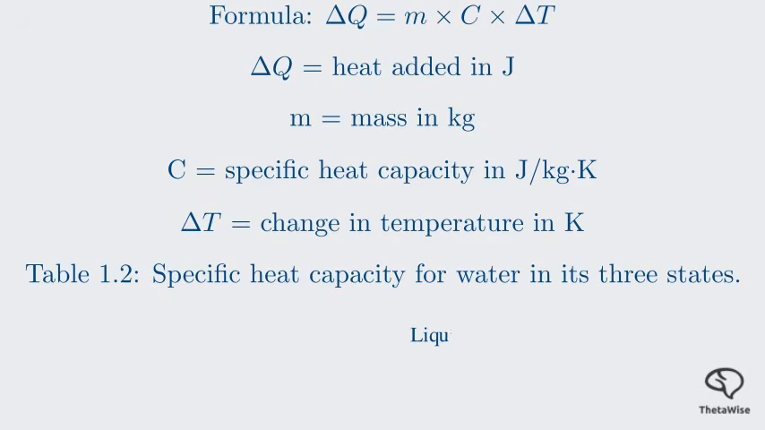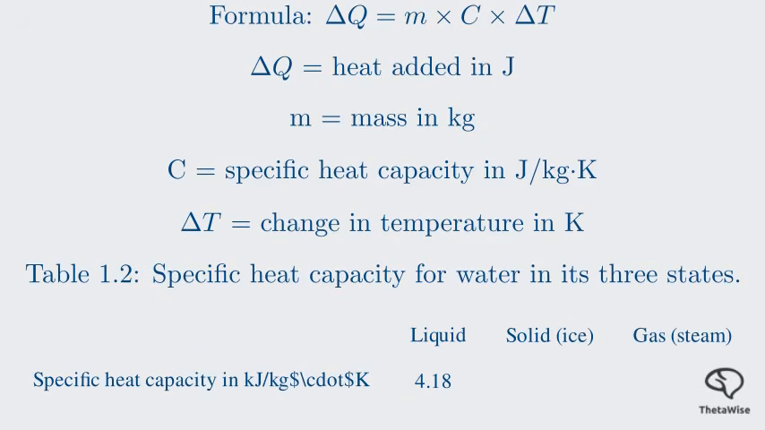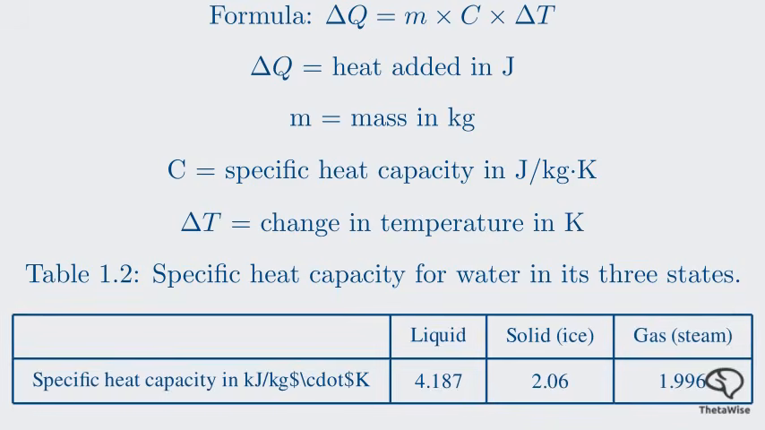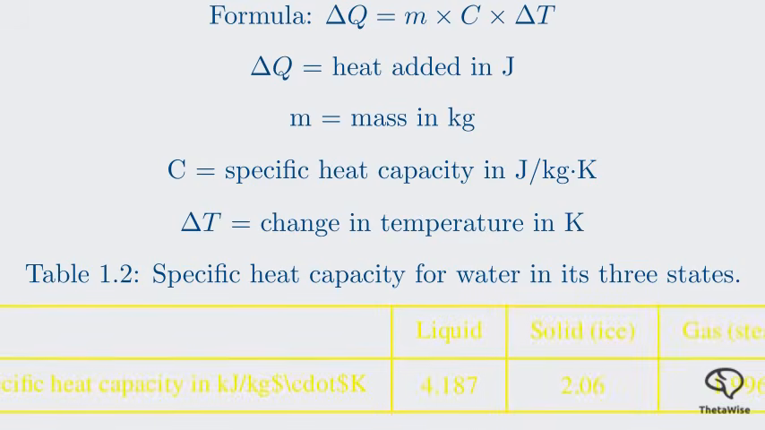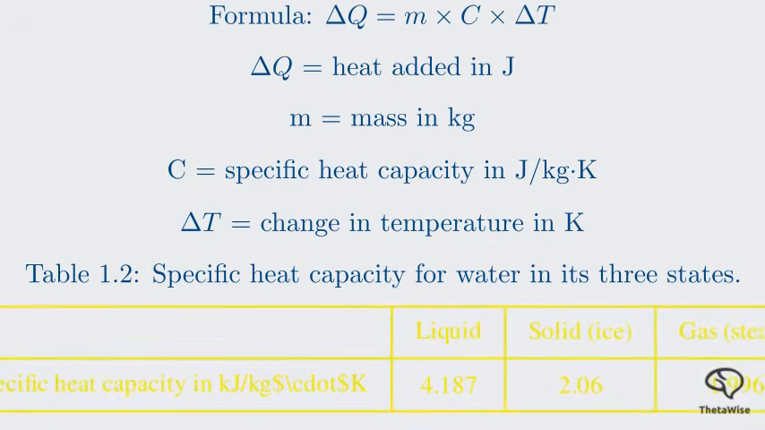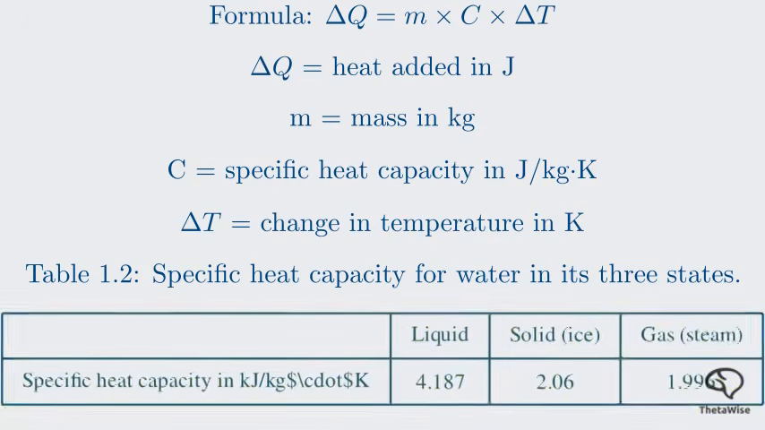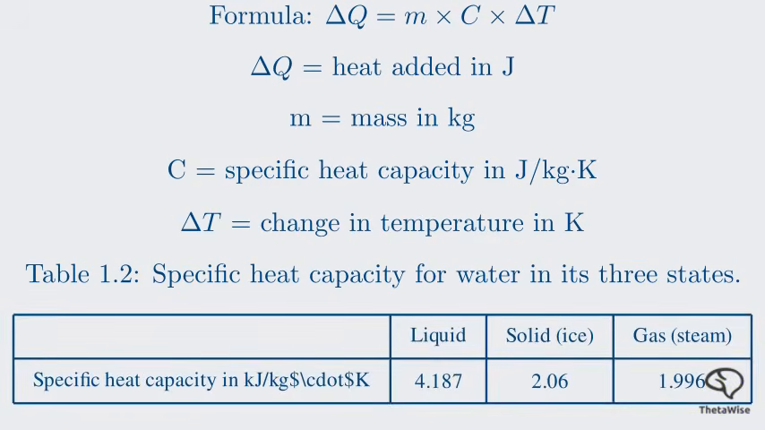This table shows the specific heat capacity for water in its 3 states. Notice that the value is very different for liquid water, ice, and steam. This is because the molecules in each state have different arrangements and ways of storing energy.